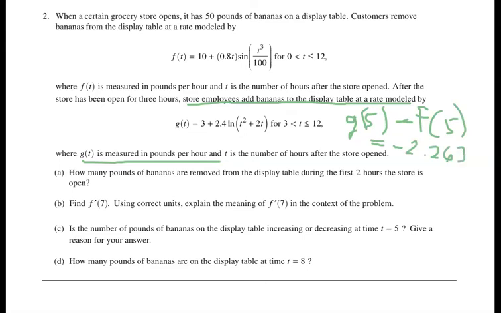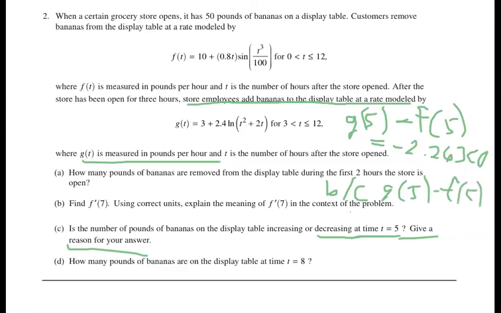I believe negative is less than 0. So let's say, and we're supposed to give a reason for your answer: the number of pounds of bananas is decreasing at t equals 5 because g of 5 minus f of 5 is less than 0. So that would be the answer to C.